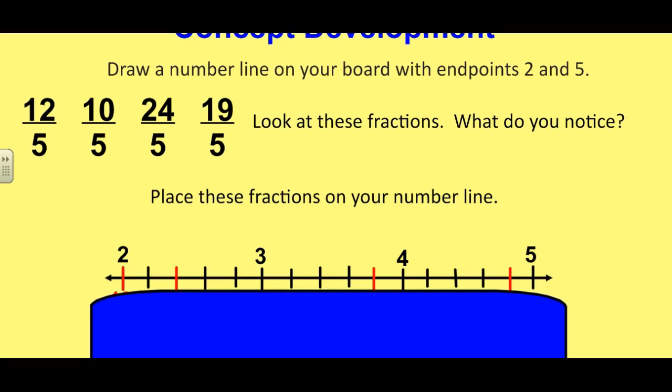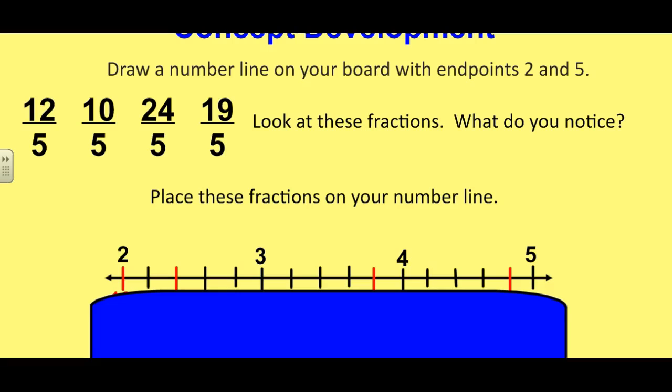Okay, so your number line should look like this, where you've got 2, 3, 4, and 5 as your whole numbers. And then in between each whole number, your number line had 5 equal parts. So we've got to find the fractions 12/5, 10/5, 24/5, and 19/5.